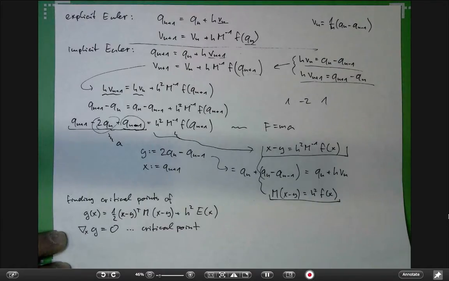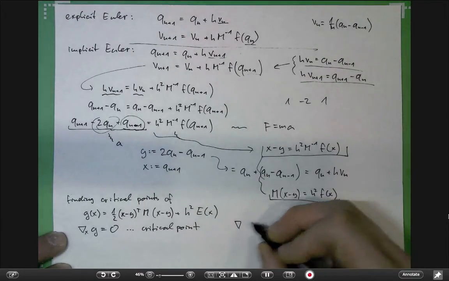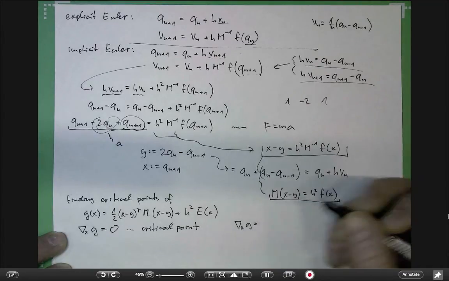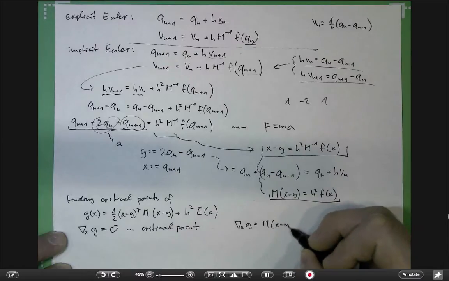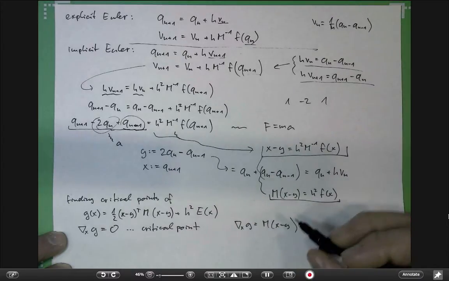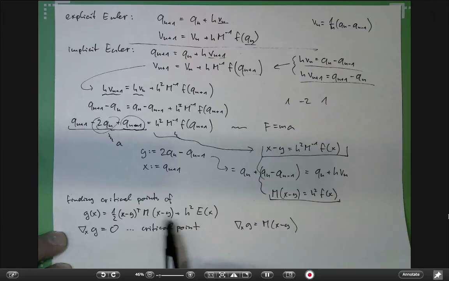And why is this equivalent? It's because if I compute the gradient of g, what do I get? You should be now really good at computing gradients. And here it's very simple. So this is the gradient of this convex quadratic part, the x minus y transpose M, x minus y, right? It's just this. That's why I put the 1/2 there, by the way. So it disappears.